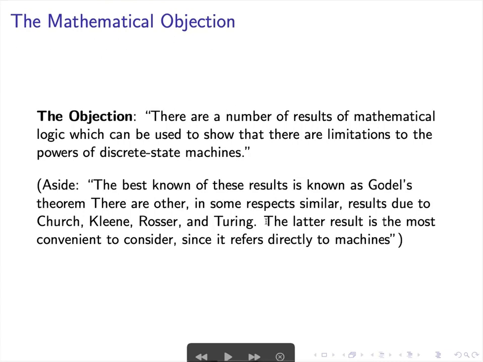obviously. And he says, well, the latter result is the most convenient to consider since it refers directly to machines, which is very interesting because he's basically saying that his negative result, in a way, is more apparent than the others. It's more easily understood by people because the other results were highly mathematical. They were laid out in terms of logic very often.